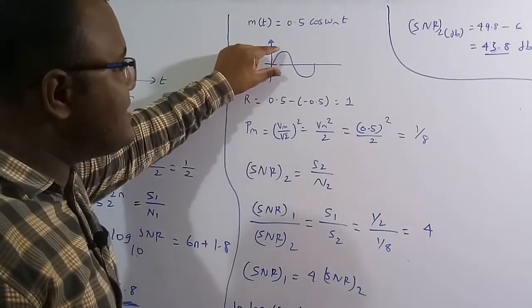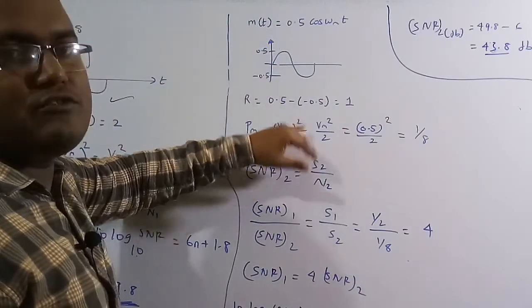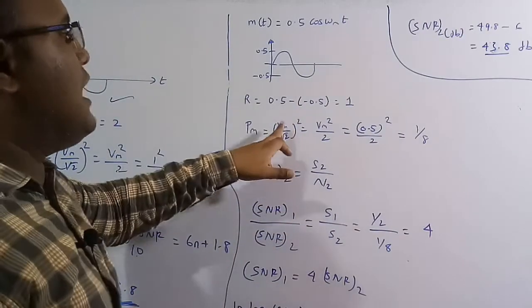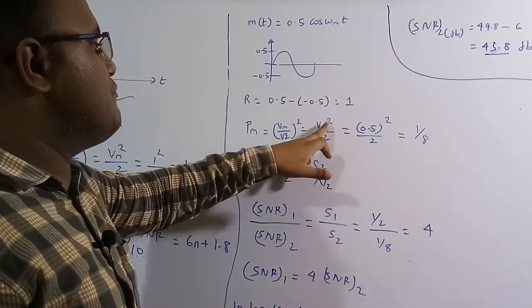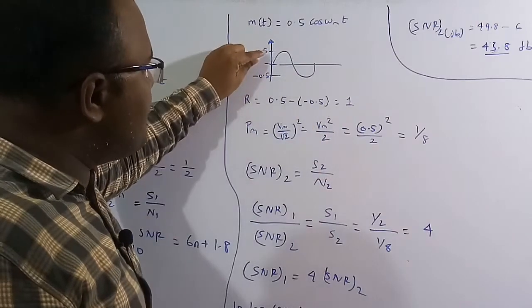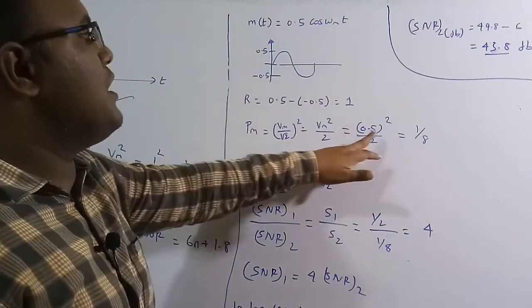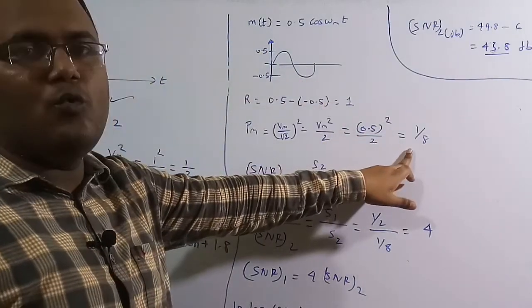So what is the power in this signal? Vm by root 2 whole square, meaning RMS voltage whole square, is Vm square by 2. The positive peak value Vm is 0.5. So 0.5 whole square by 2 is nothing but 1 by 8.